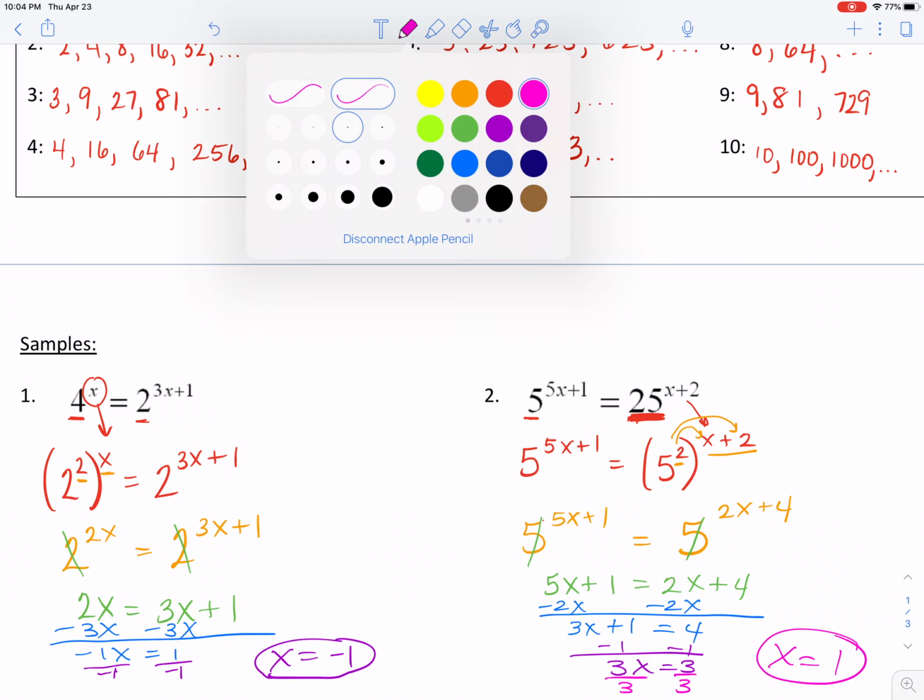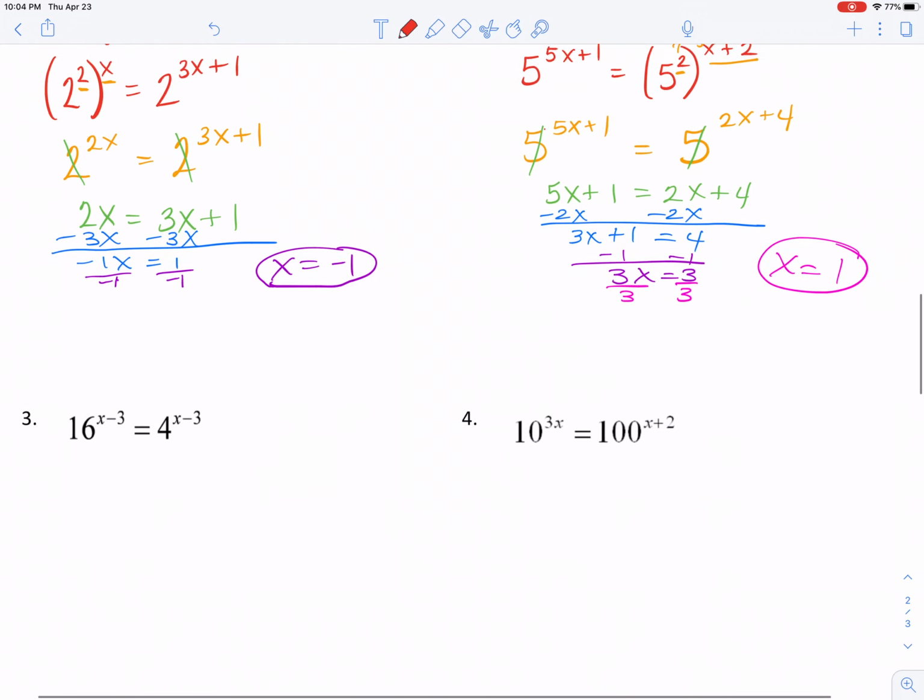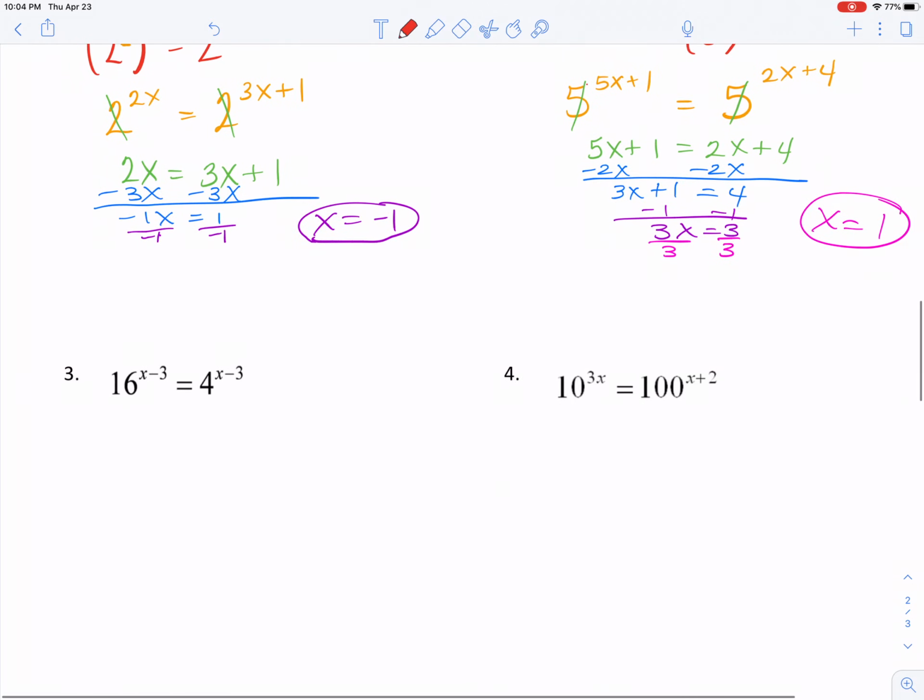Okay, a couple more before you're going to try on your own. So the next two, again, the bases aren't the same. So here, the larger base is 16. Could we rewrite that as a power of 4? Sure we can. 16 is simply 4 to the second power. Then I'm going to bring down the x minus 3 equals, and then the 4 to the x minus 3 is going to come down.